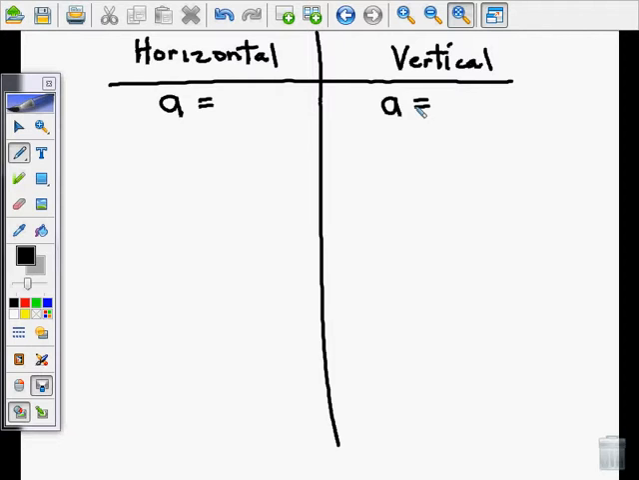Now, since it's going with a constant velocity, horizontally speaking, what's going to be the acceleration in the horizontal direction, John? 0.